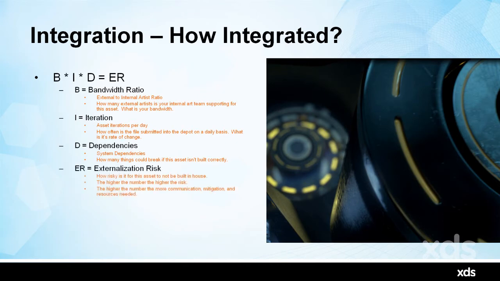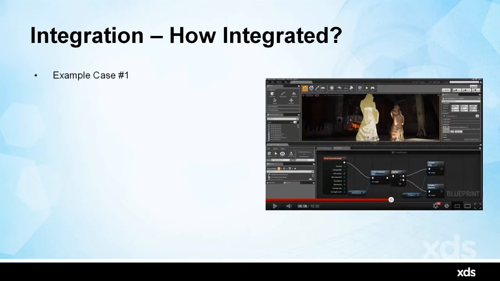And then ER is externalization risk. How risky is it for this asset to be built out of house? The higher the number, the higher the risk. And also the higher the number, the more communication, mitigation, and resources needed. So an example case here.